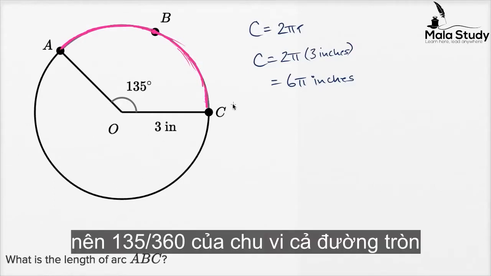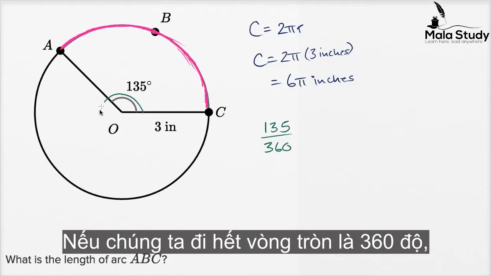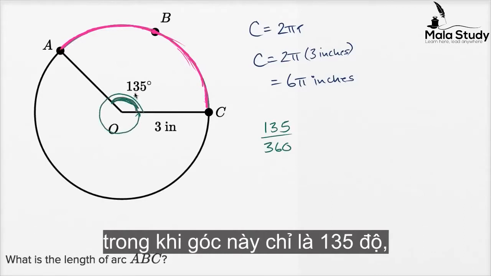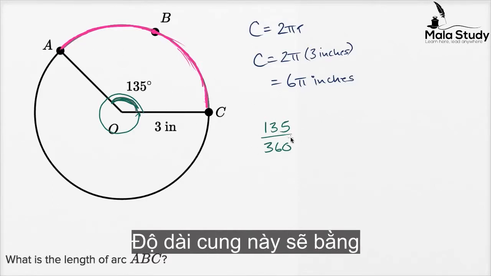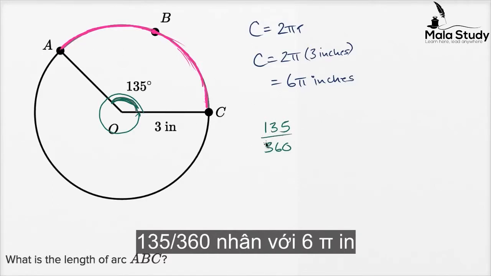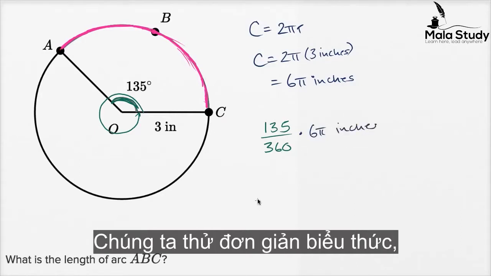So it is 135/360ths of the entire circumference. Remember, if we were to go all the way around, that's 360 degrees, while this angle right over here is 135 degrees, the angle that is subtended by this arc. So this arc length is going to be 135/360ths of the entire circumference, so times 6 pi inches.